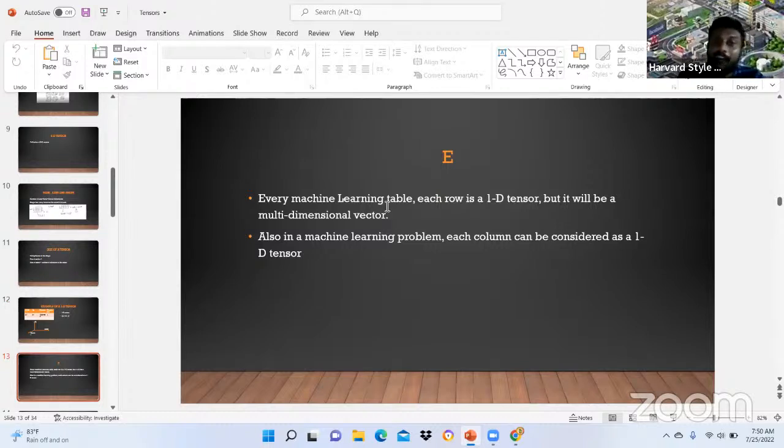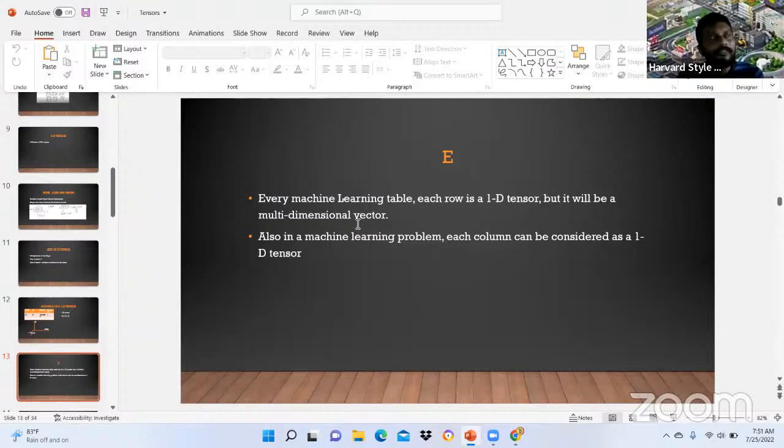In every machine learning table, each row is a 1D tensor. Is that clear? Each row, because row means the attributes. It has some values. Consider the CGPA, the district, and the IQ values. You can put it as a list. So it is a vector, guys. It is a 1D tensor, but it will be a multi-dimensional vector.